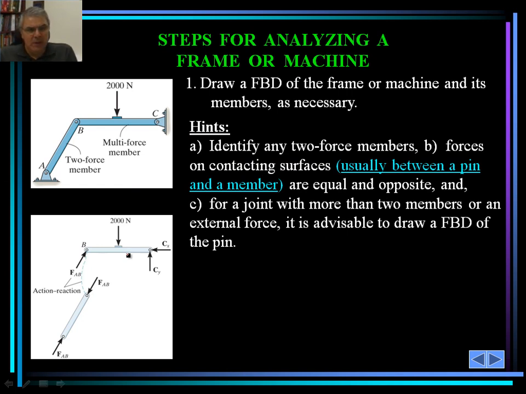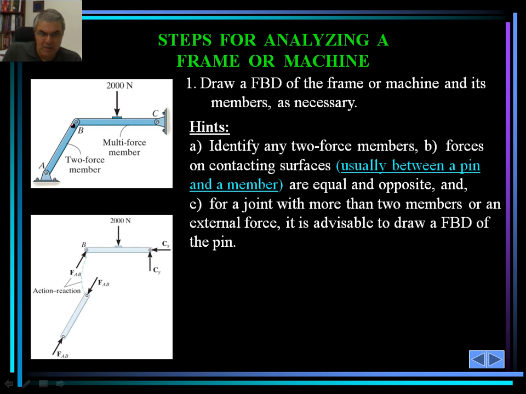After doing so, we would identify any two-force members, forces on contacting surfaces, and these are usually between a pin and a member. In that case, they're equal, but they're opposite in direction. And thirdly, for a joint with more than two members or an external force, we better draw a free body diagram of the pin to make sure that we are doing everything correctly.